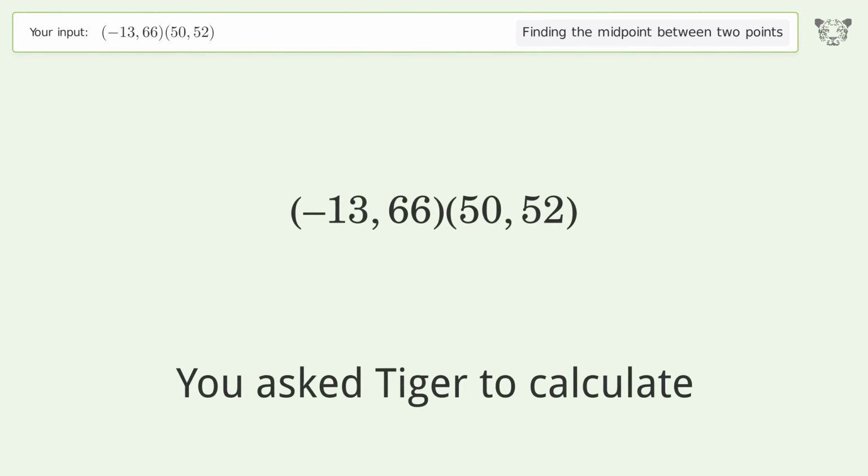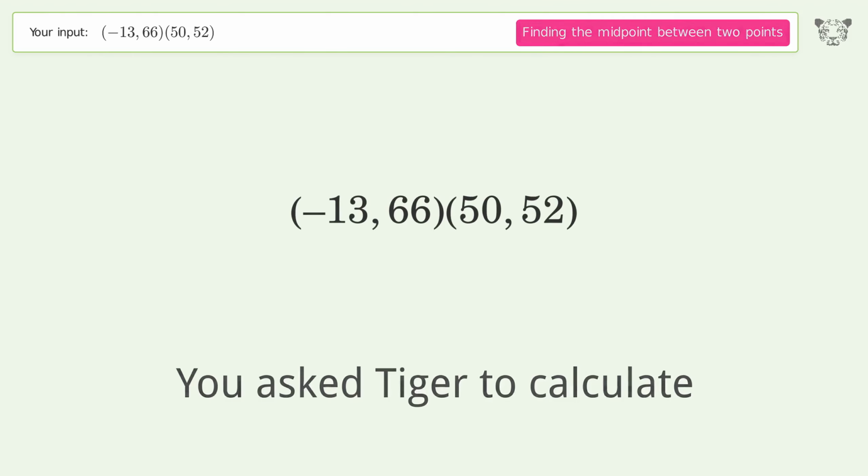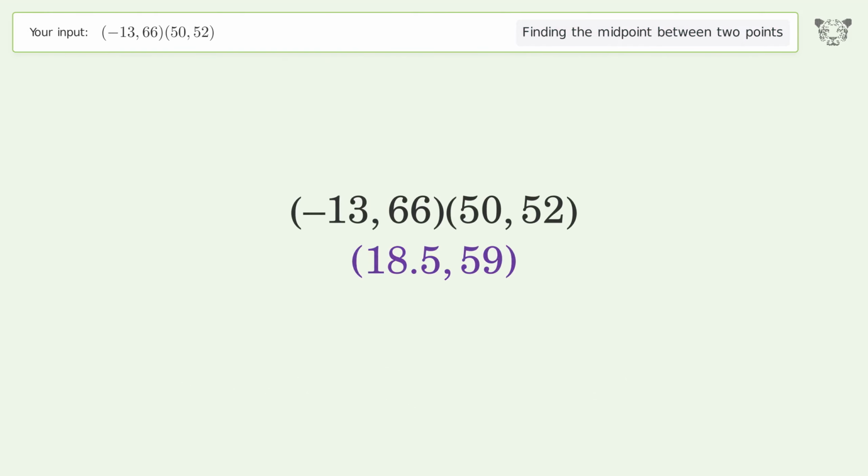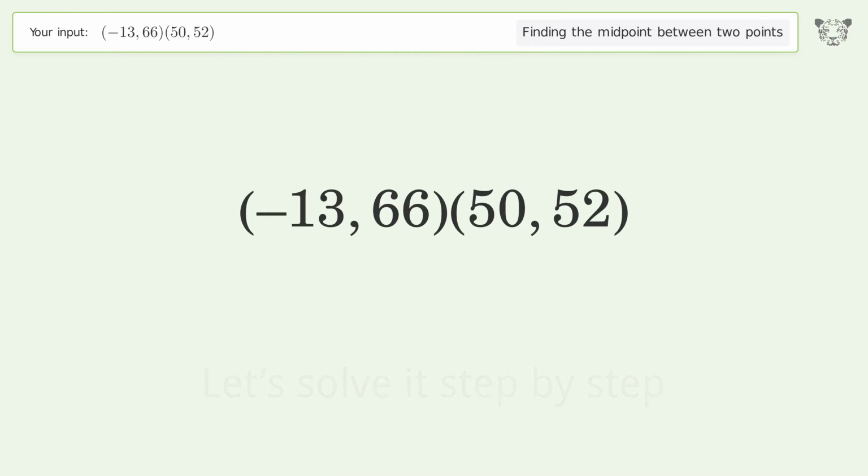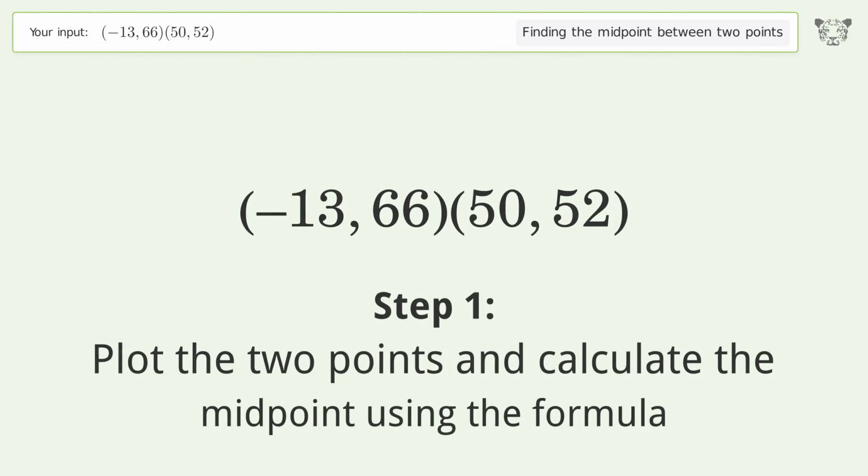You ask Tiger to calculate. This deals with finding the midpoint between 2 points. The midpoint between the 2 points is 18.559. Let's solve it step by step. Plot the 2 points and calculate the midpoint using the formula.